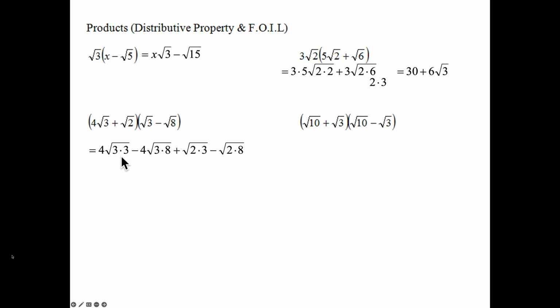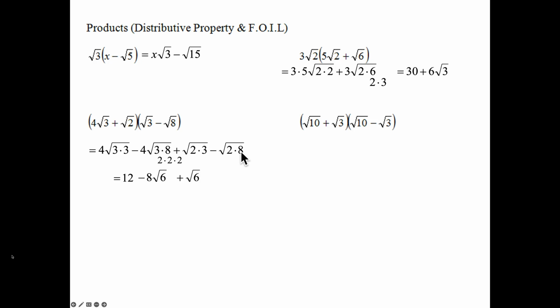Pair of 3's, multiply it out to the front with the 4 becomes a 12, square root's gone. 8 can break down to 3 2's, so a pair of 2's multiplied to that 4 becomes minus 8. Then 3 times the 2 is a 6 on the inside. 2 times 3 plus square root of 6. Okay, these two we can combine together.